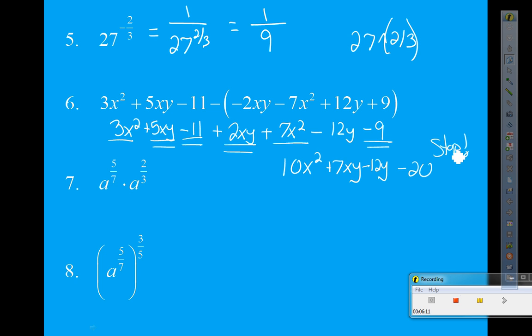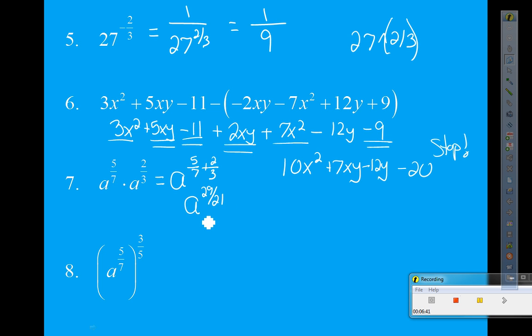Here's my number 7. I need you to remember the rule. When you're multiplying, you add those exponents. So I'm going to have a to the 5/7 plus 2/3. You might run that through your calculator. You should get 15 and 14, you should get a to the 29/21.